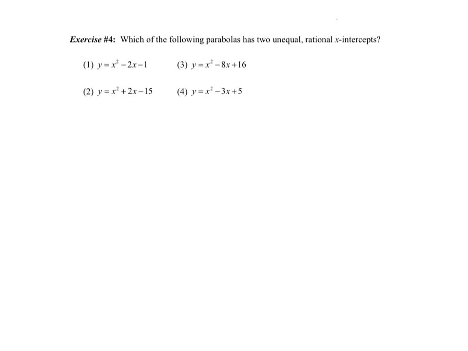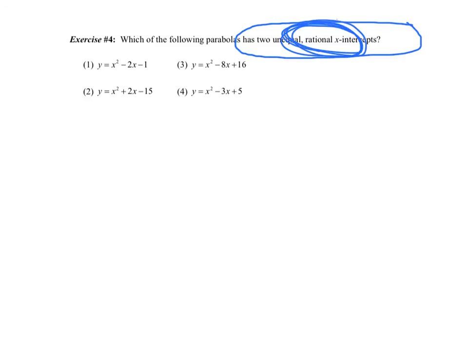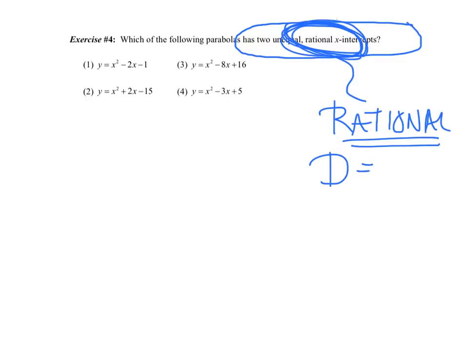Exercise 4. So here's a typical multiple choice question. Which of the following parabolas has 2 unequal rational x-intercepts? Out of all the words sitting in there, there's one that's jumping off the page at me. Hopefully it's jumping off the page at you too. And that's the word rational. I only use that word once, and that is when I have a discriminant that's equal to a perfect square. And that's why we've got to start to memorize these. They're just going to give us these descriptors, and you've got to know what it goes with. Remember, rational is perfect square. So I'm just going to take my discriminant of each one and see which one has a perfect square.